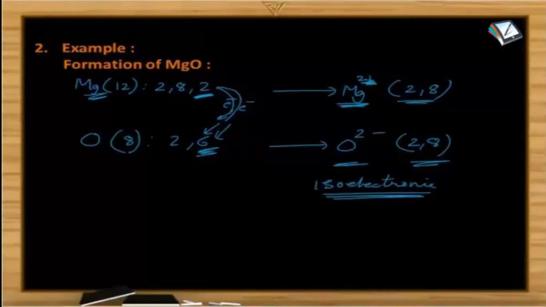After the formation of the molecule, both the cation as well as the anion have the same number of electrons, both in the outermost orbit as well as the total number of electrons. So we call these species with the same number of electrons isoelectronic. That is magnesium oxide. Let's go for one more example.